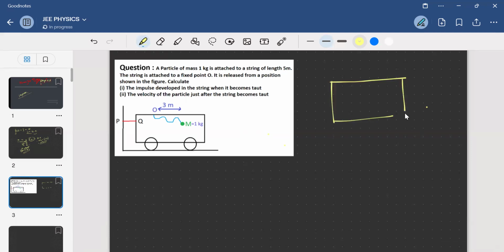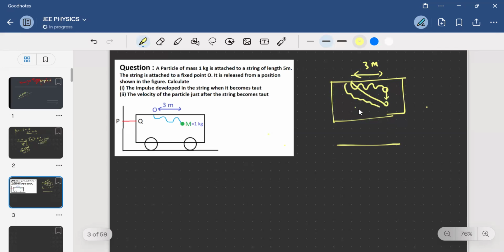Let's say this is the cart and this is the string. Right now this length is given as 3 meter, but the total length of the string is 5 meter. So if we release this ball from this position, due to gravity it will go downward. Up to what point will it go downward? Till the time the string becomes taut, that means it gains the length of 5 meter. Till this point the ball will go downward.